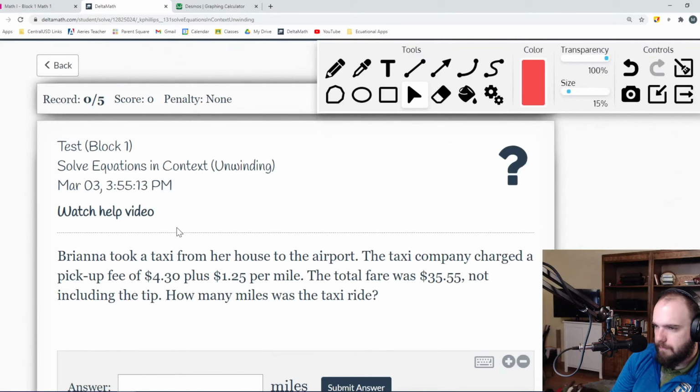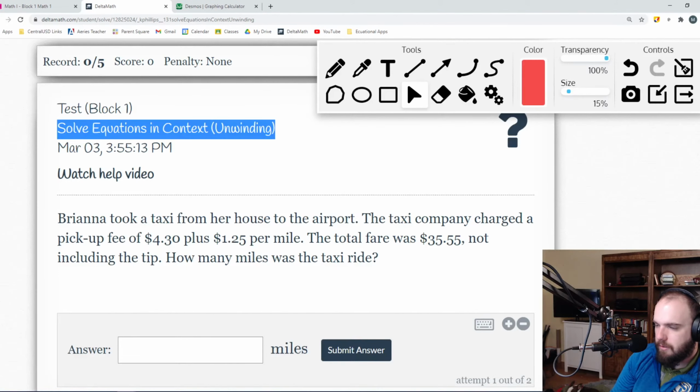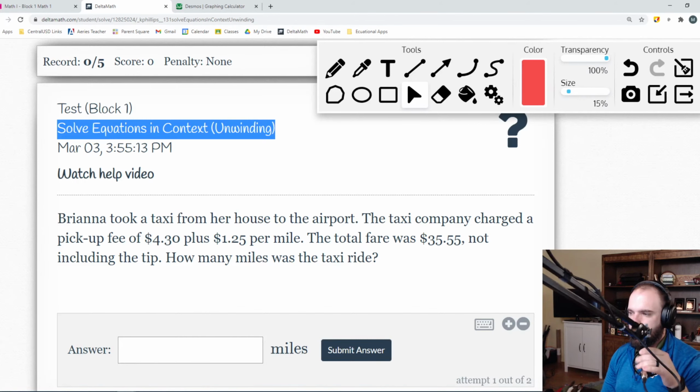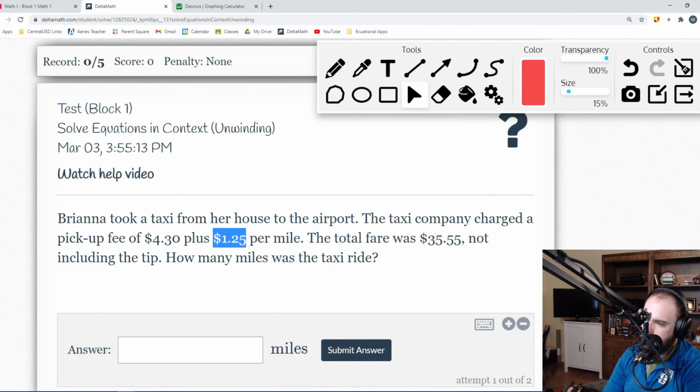So Brianna, all right, this is solve equations in context, or unwinding. Brianna took a taxi from her house to the airport. The taxi company charged a pickup fee of $4.30 plus $1.25 per mile. The total fare was $35.55, not including the tip. How many miles was the taxi ride?